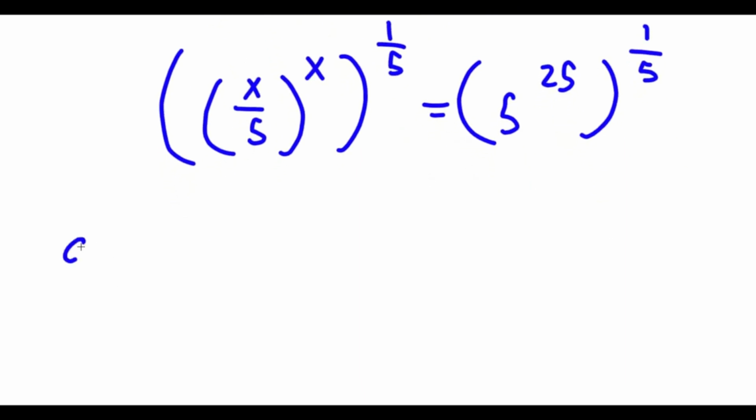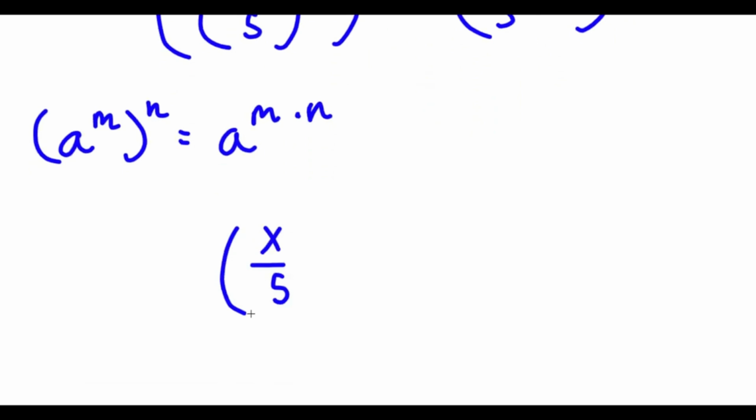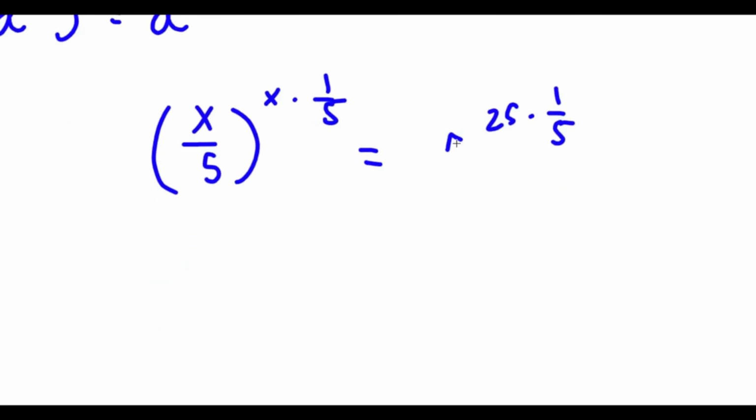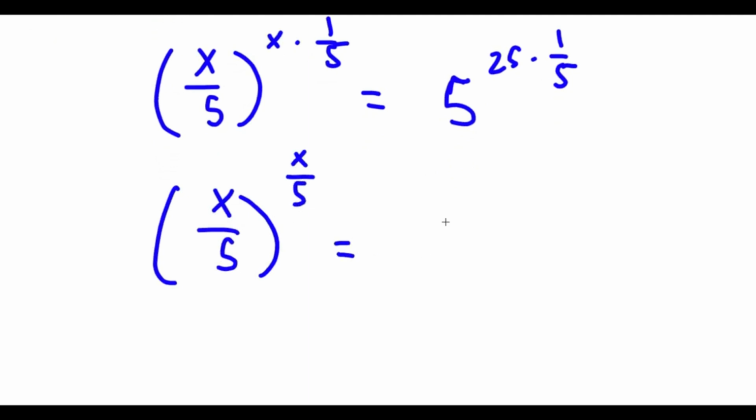So now, if I have something in the form a to the power of m to the power of n, this is equal to a to the power of m times n. So x over 5 to the power of x to the power of 1 over 5 is going to equal x over 5 to the power of x times 1 over 5. Now this is equal to 5 to the power of 25 times 1 over 5. Now x times 1 over 5 is simply x over 5. And 25 times 1 over 5 is the same thing as 25 divided by 5, which is simply 5.